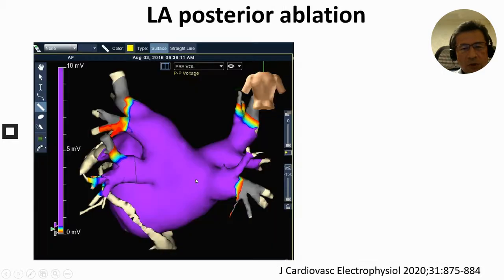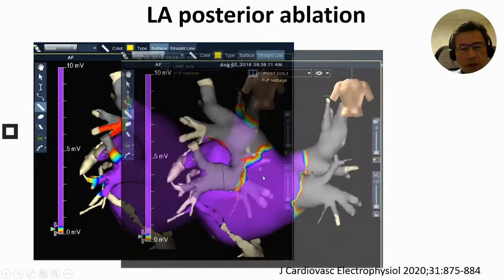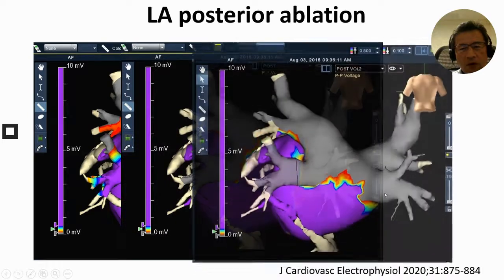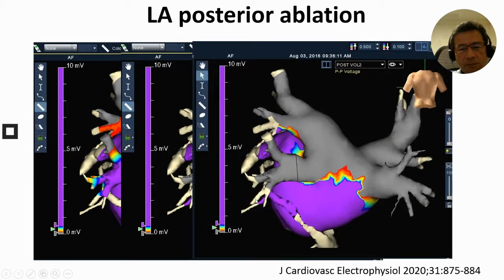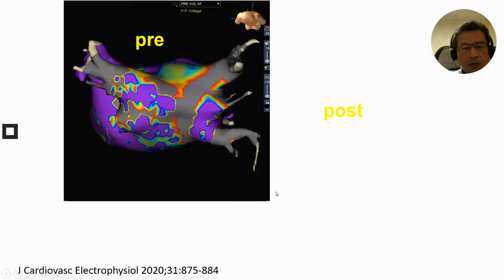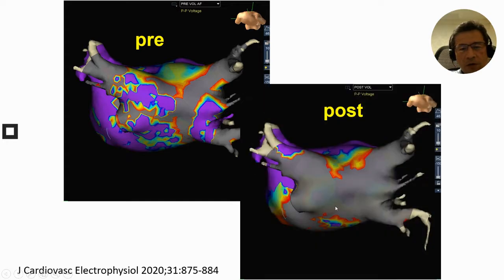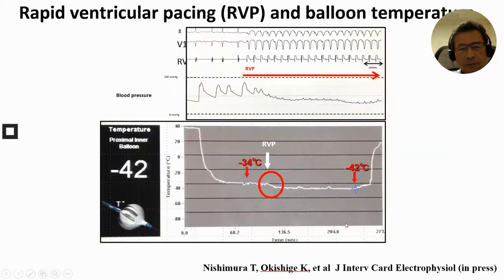By this procedure, in addition to the PV isolation, we were able to isolate the posterior wall. Let me introduce other cases. After applying the cryoballoon for isolation of the pulmonary veins, roofline creation, and inferior line conduction block creation, we were able to isolate the left atrial posterior wall, as shown here.